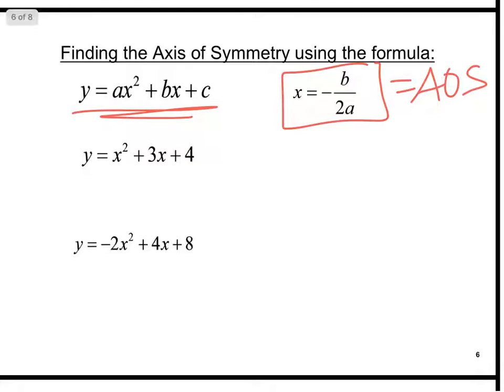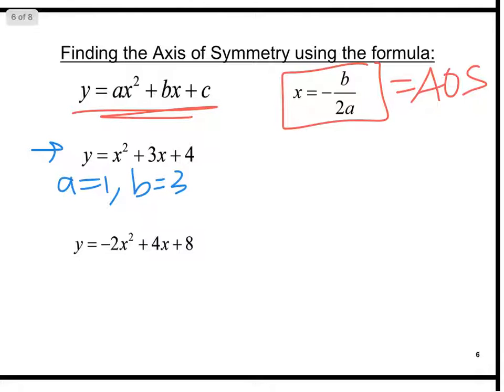So we're going to look at two examples. I'm going to write out some details here. On our first example, the a value would be 1. There's nothing written there, so it's a 1 in front. And then we need to know our b value for our little formula here. B is 3.